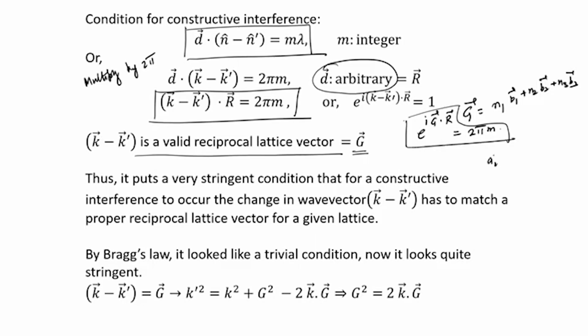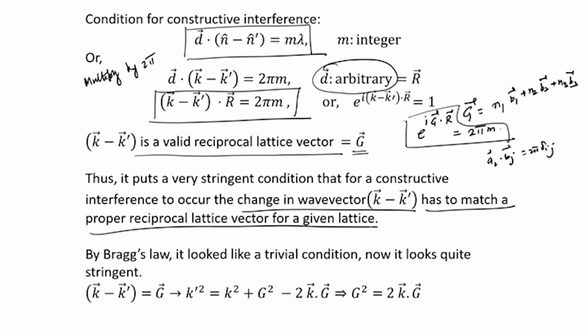So, it comes from this a_i dot b_j equal to 2 pi delta_ij. Okay. So, the phase has to be periodic, if G and R correspond to the reciprocal lattice vector and the direct lattice vector. So, this tells you that G dot R is a stringent condition, that the change in wave vector has to match a proper reciprocal lattice vector.